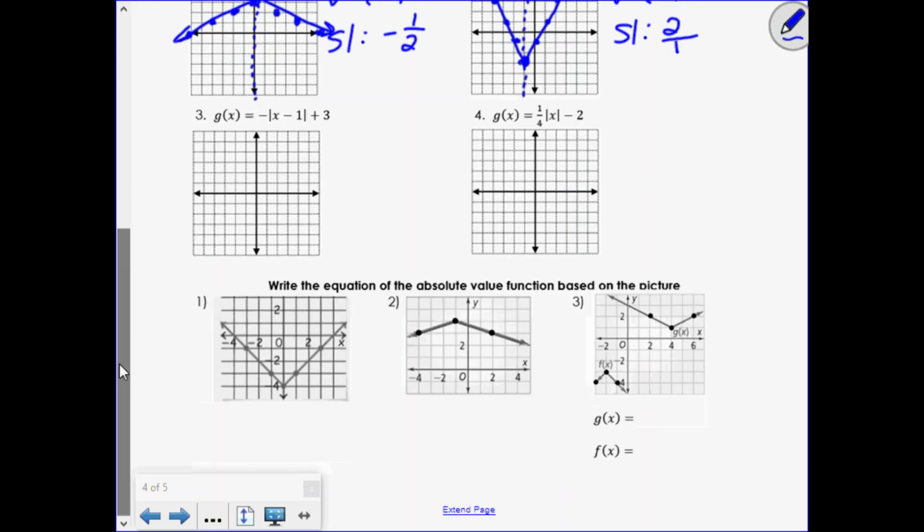Okay. What about this one? That's my vertex. 1, 3, and my slope. Negative 1 over 1. Okay, so I'm going to go to 1, 1, 2, 3. Have my axis, look right down the middle. And then my slope, I go down 1 over 1. Do what you would if you were just graphing the line.